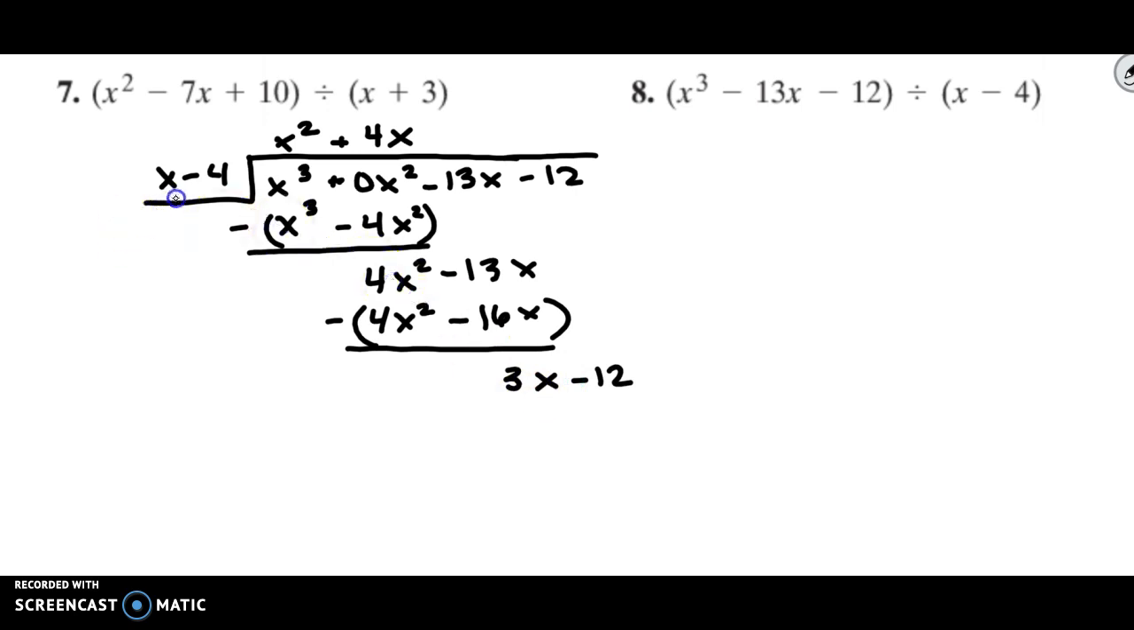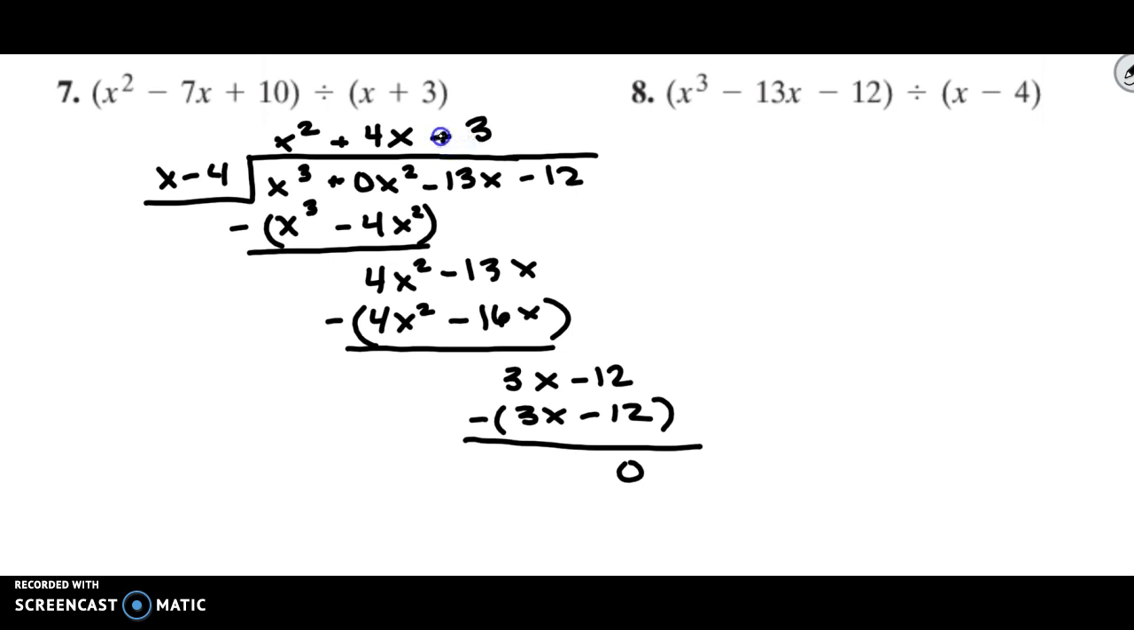What do I need to do to my x to make it match 3x? Well, I'm going to multiply that by 3. 3 times x is 3x. 3 times negative 4 is negative 12. When I subtract this expression from the one above, I'm going to have just a 0. So that would be a remainder 0. So then my answer is x squared plus 4x plus 3.